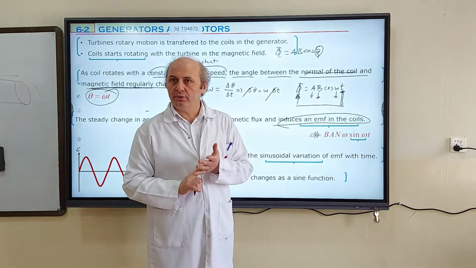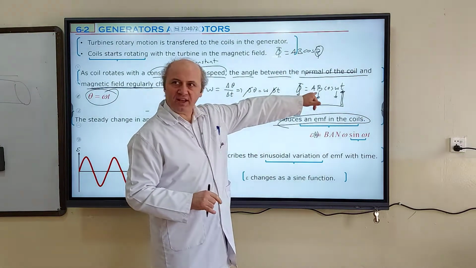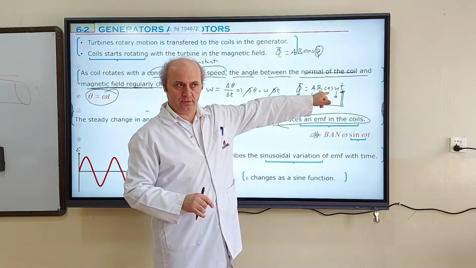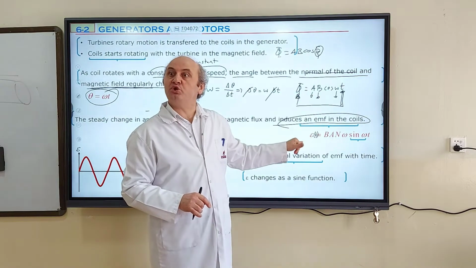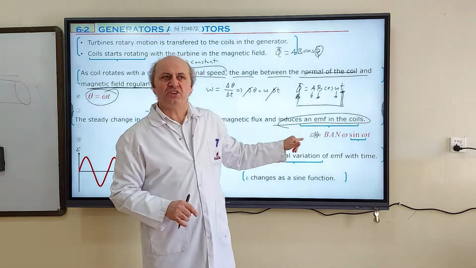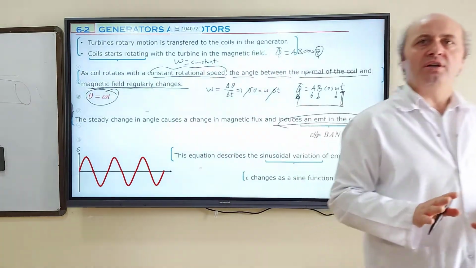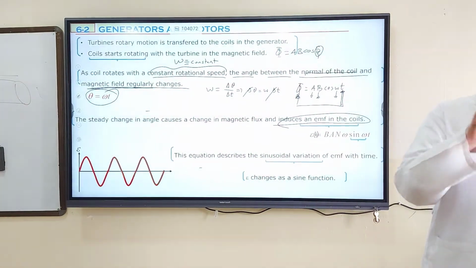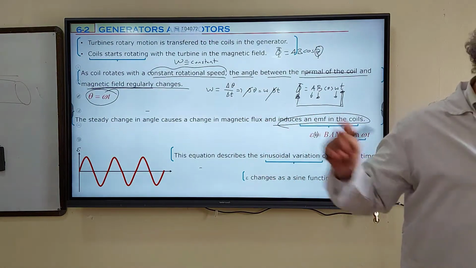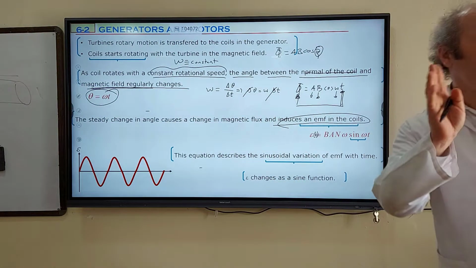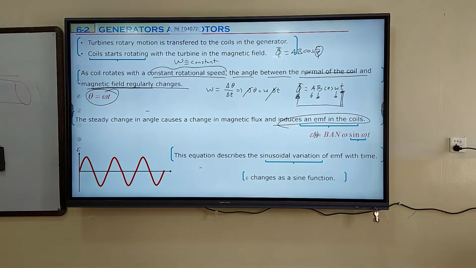One thing you should be careful about is this. The magnetic flux equation is a cosine function. But the induced EMF equation is a sine function. Sine function and cosine function differ in that as one of them is maximum, the other one is 0. For example, when the angle is 0, cosine 0 is 1. It's maximum. The cosine function is maximum. But sine 0 is 0. That's why sine is 0. As cosine gets maximum value, the sine function gets 0.